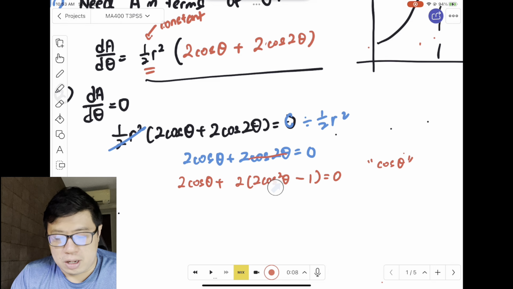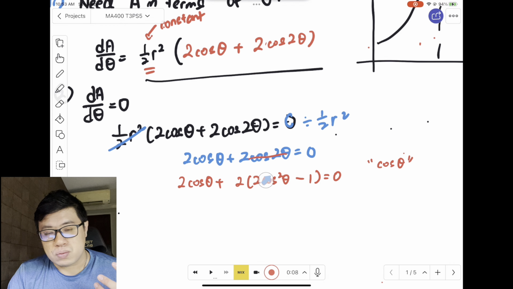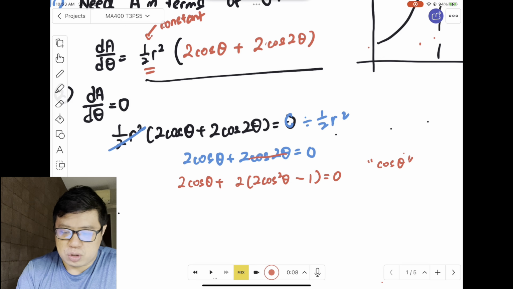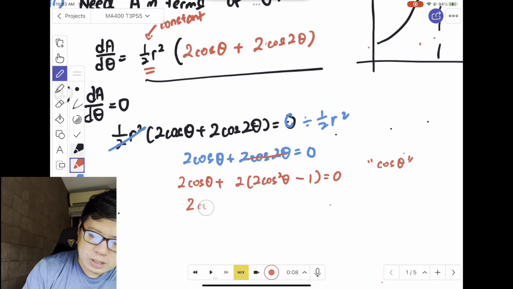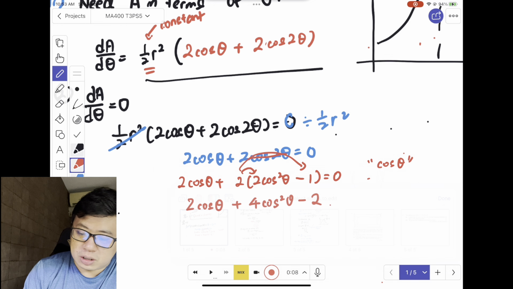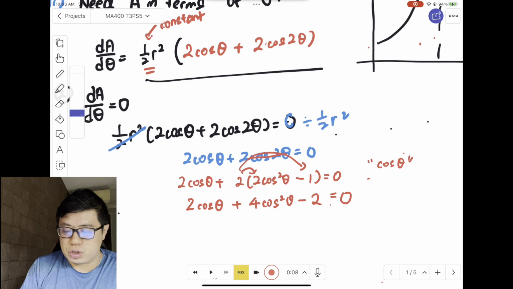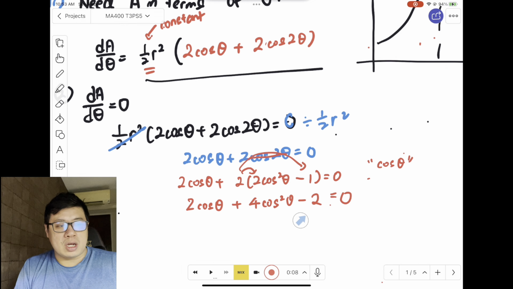So that's why, if you notice how I approach this question, if you remember your JH3 stuff, we change everything to the same trigo variable, which is cosine theta. So 2 cosine theta, 2 and 2, that gives me 4 cosine squared minus 1, that gives me minus 2. So you notice that the approach to solving this equation is just like solving 2x plus 4x squared minus 2. It's really no big deal, right?